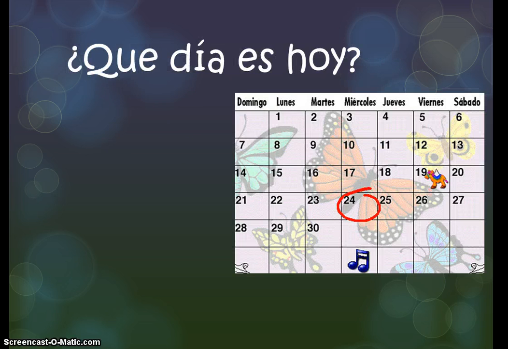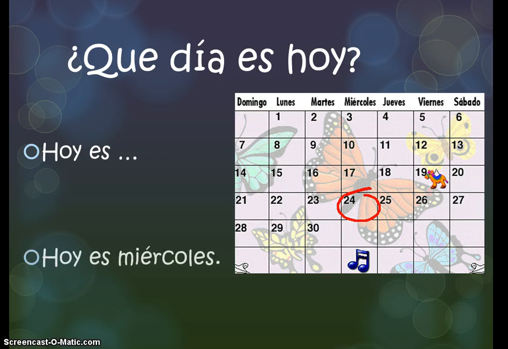Okay, so ¿qué día es hoy? This question is asking, what day is today? In response, you will respond with hoy es and then the day. So for example, today, if you look at this calendar, is showing that it is Wednesday, miércoles. So you would say, hoy es miércoles.